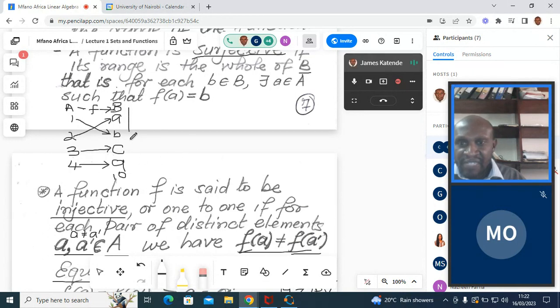So this gives us an example of an injective function, because one is assigned to B and there's no other element in the domain that will be assigned to B again. Sometimes we shorten that as one-to-one, like that. One-to-one function or injective function.